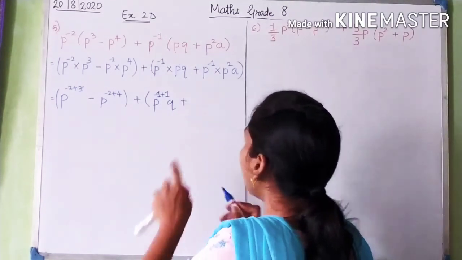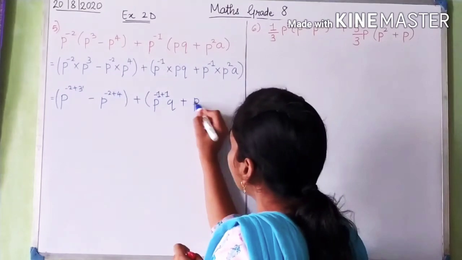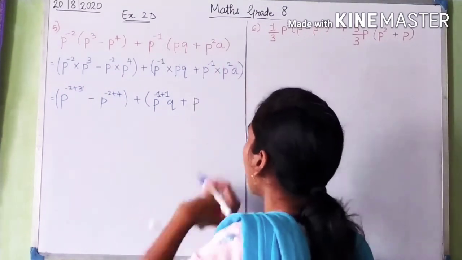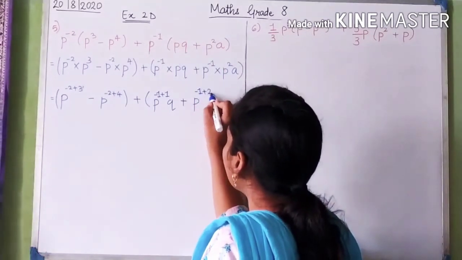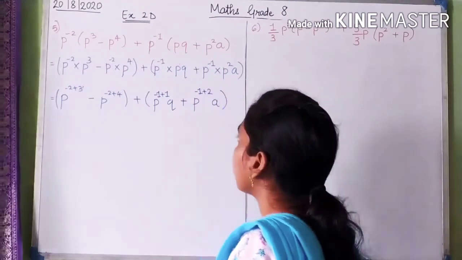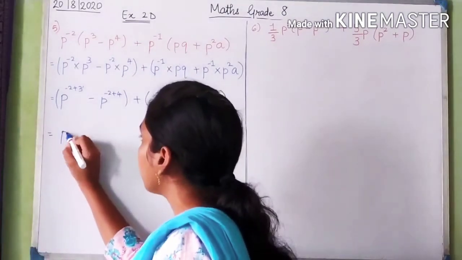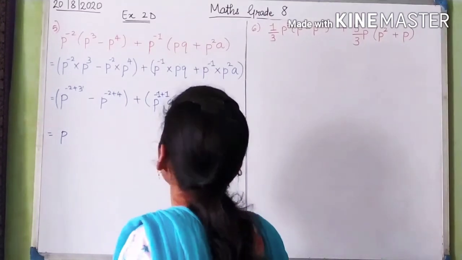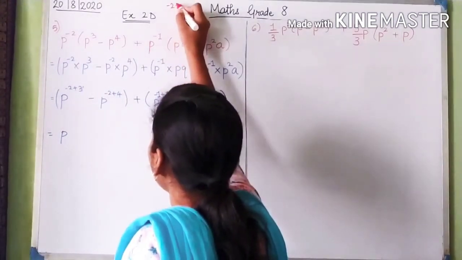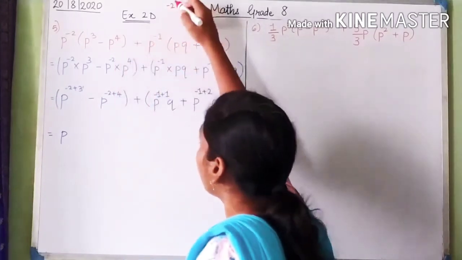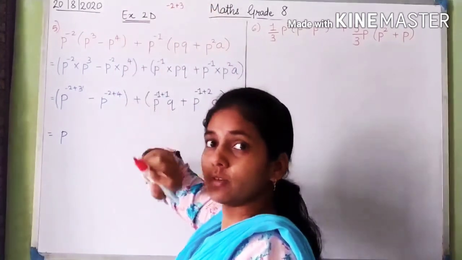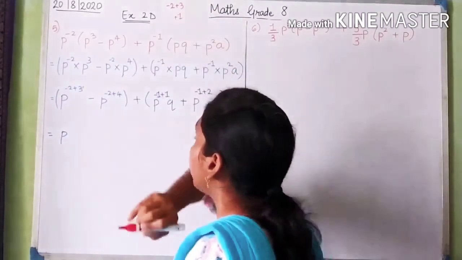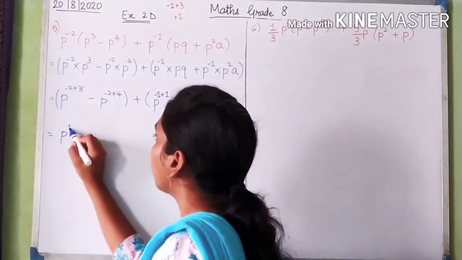Plus, here again we consider the same base, p. The same bases are multiplied, so we add their powers, minus 1 plus 2, and a remains the same. Okay. p raised to minus 2 plus 3. What is minus 2 plus 3? One is negative, the other is positive. We need to subtract. So 3 minus 2 is 1. The greater number is 3, having a positive sign. So plus 1. Okay, so this is 1.